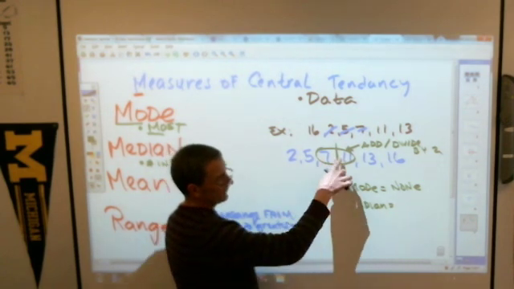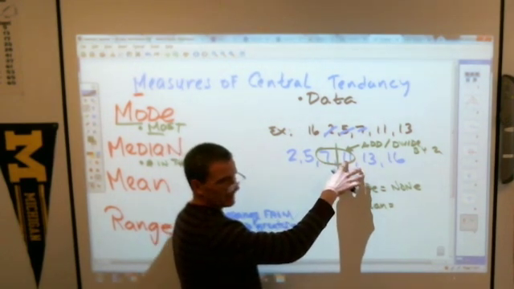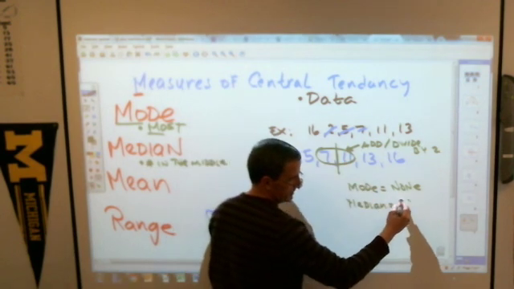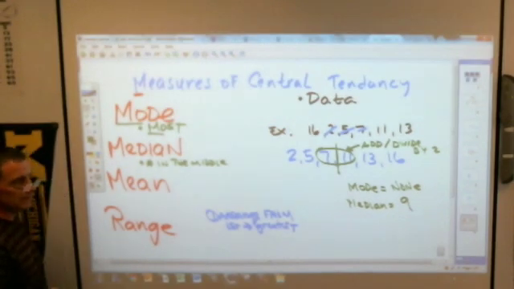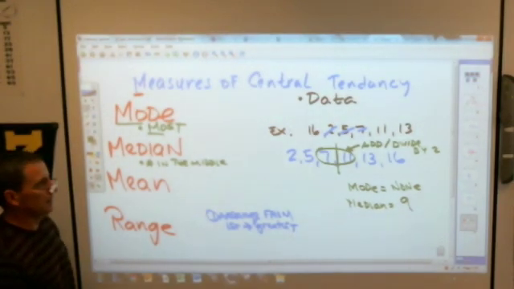So if you add 7 plus 11 together, you get 18. What's half of 18? 9. That is your middle number. It is your median. Even though that number isn't there, you have to average the 2 middles.